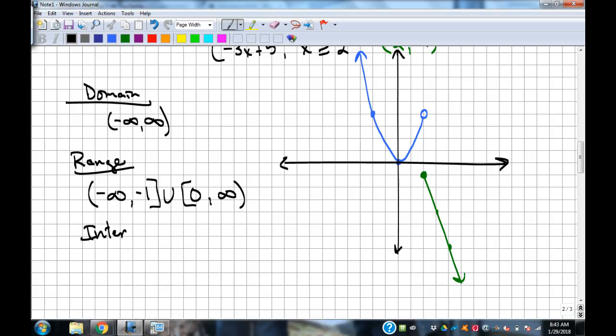Intercepts. There's only one. 0, 0. And continuity. Discontinuous.